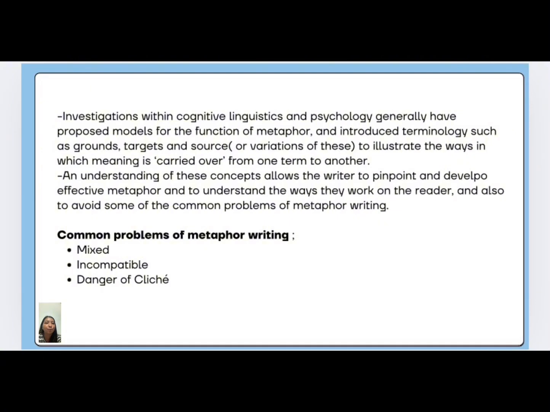So the last problem in writing a metaphor is the danger of cliché. Cliché in metaphor writing refers to a metaphor that has become overused and trite, losing its impact and originality. Clichéd metaphors are often so familiar and repetitive that they no longer evoke fresh insights or emotional responses. Instead, they sound predictable and unoriginal.